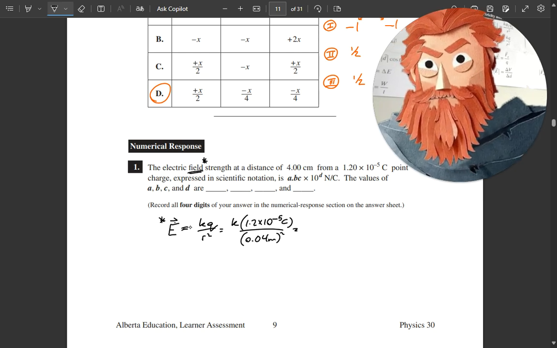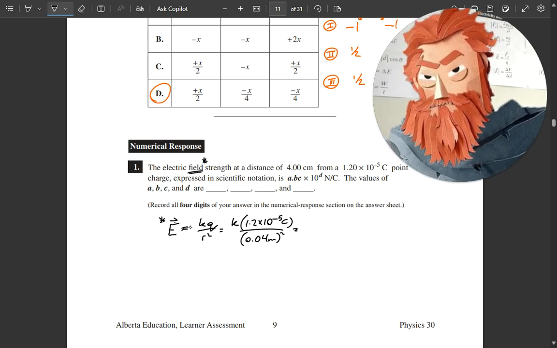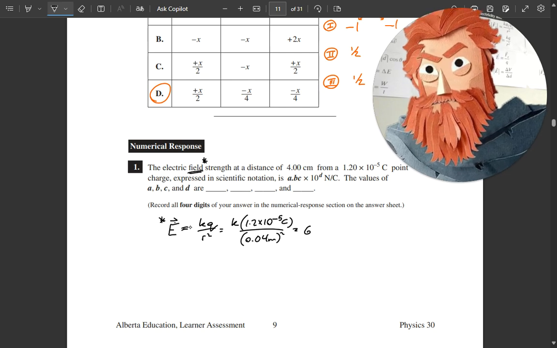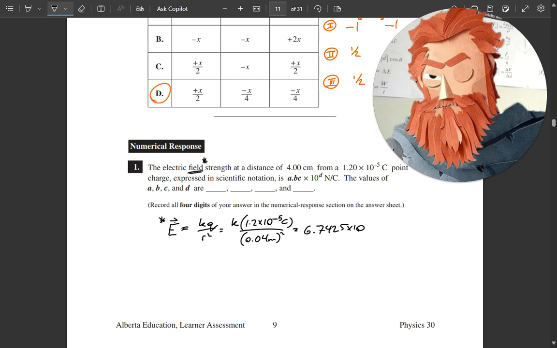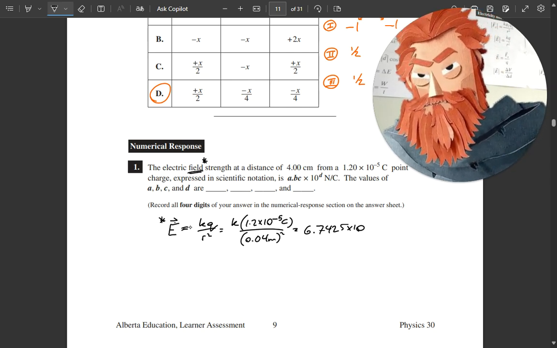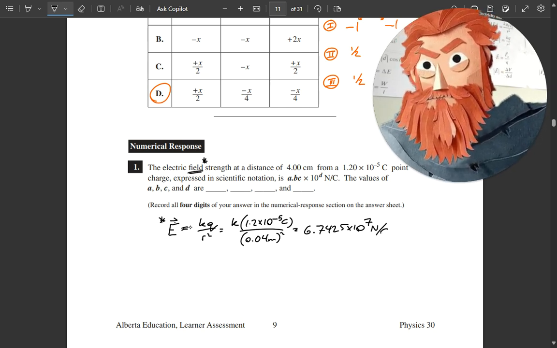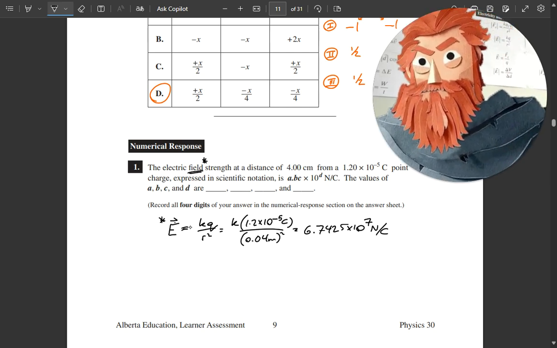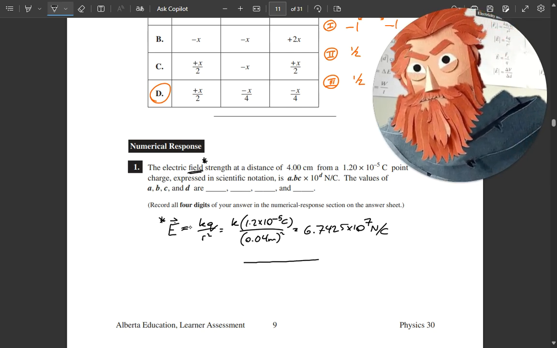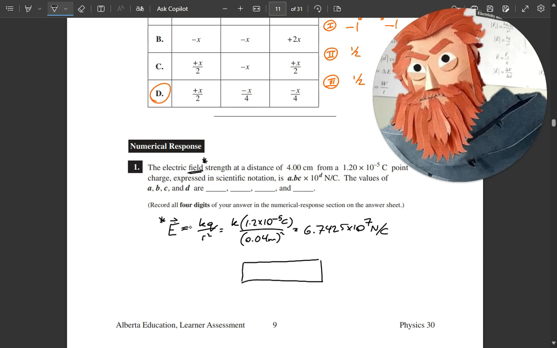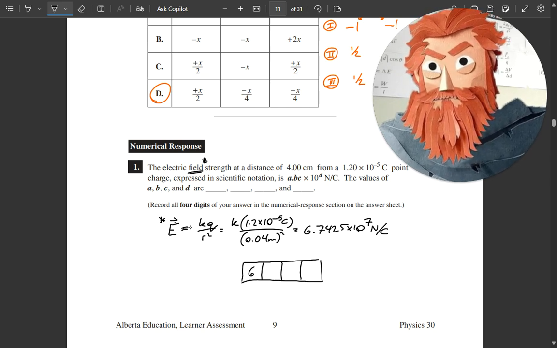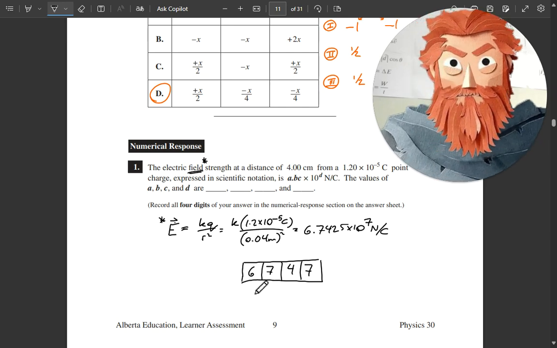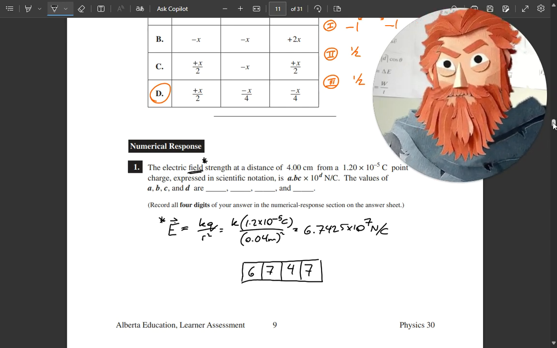Okay, so I get this really big number, 6.7425 times 10 to the 7 newtons per coulomb. Now in my boxes here, if I were to fill out the boxes, I'd have 4 boxes, A, B, C, D. So I got to go 6, 7, 4, and make sure to round properly here. I don't have to worry about rounding too much. And I get 6, 7, 4, 7.